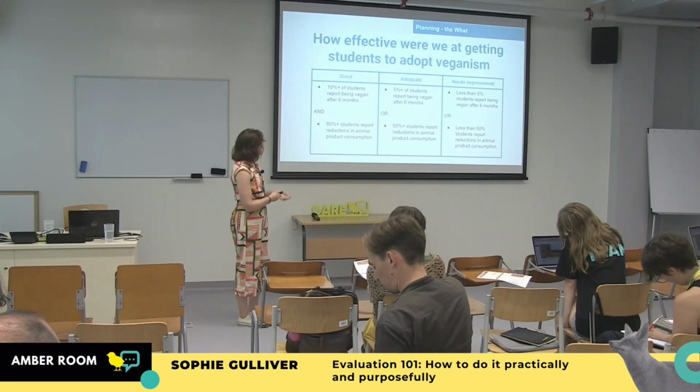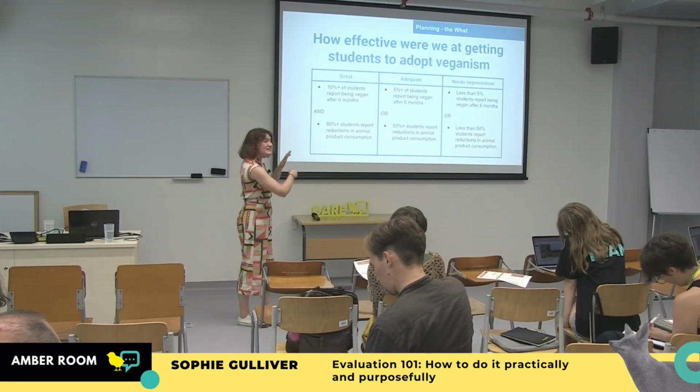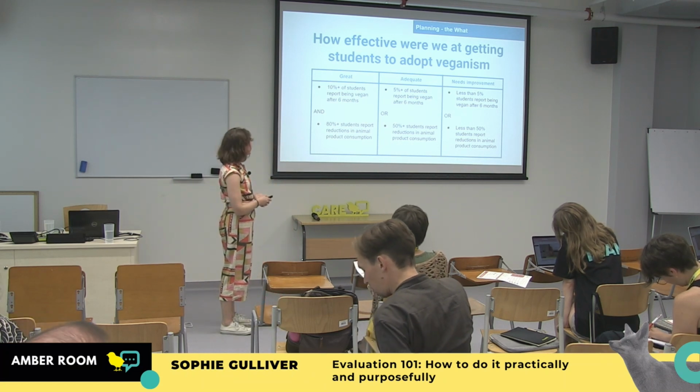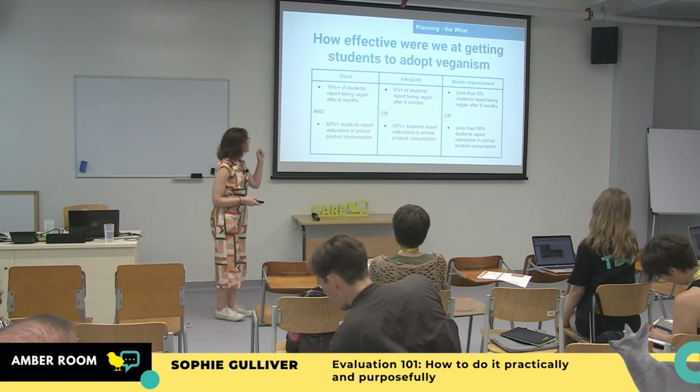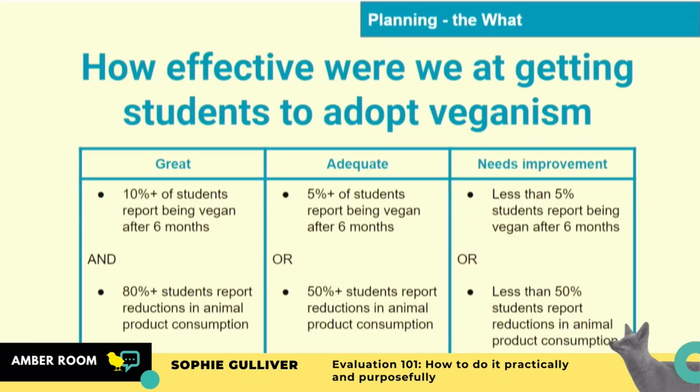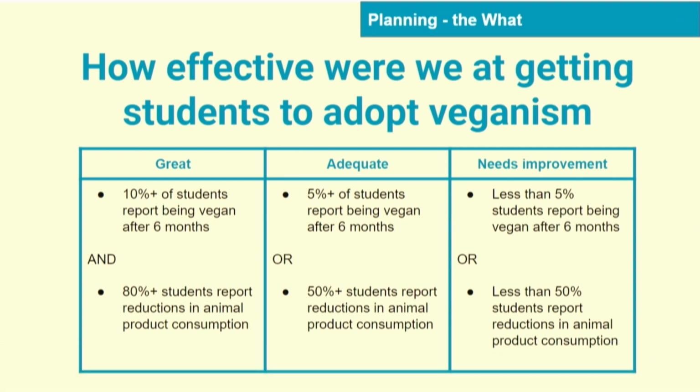So, how effective were we at getting students to adopt veganism? This is just a really rough example of how you might set up these kind of evaluation standards. So we might say, well, and again, I've made these up, so don't take these as gospel truth. This is just for example purposes. So we might say great is if 10% of students who come report being vegan after 6 months, and 80% of students who came report reductions in animal product consumption. Maybe we don't have to be specific about reductions, just any reduction from their baseline. We could be more specific if we wanted to be, up to our project.